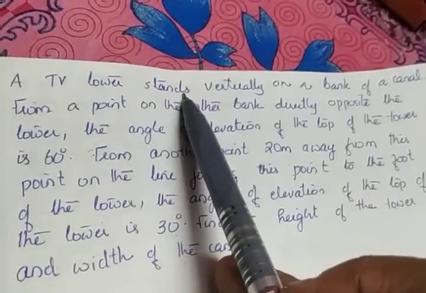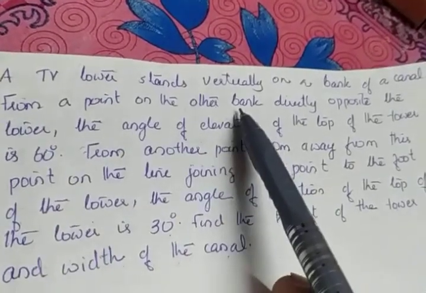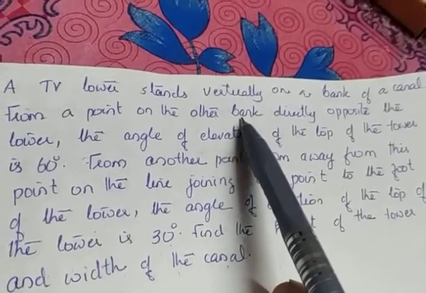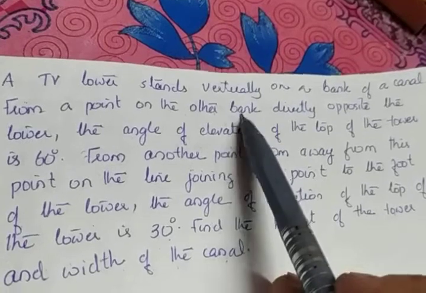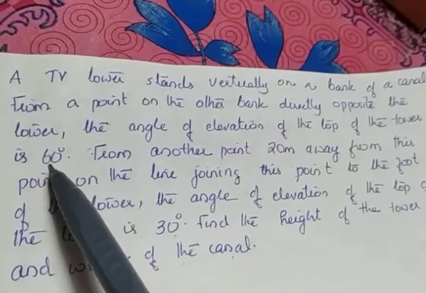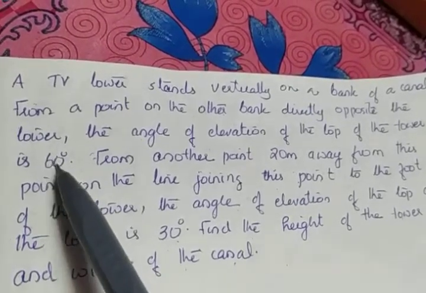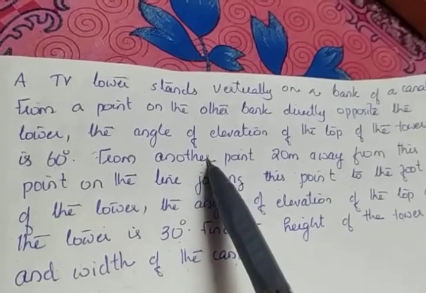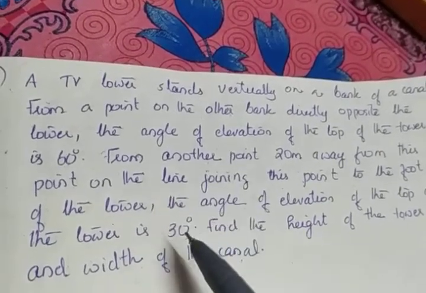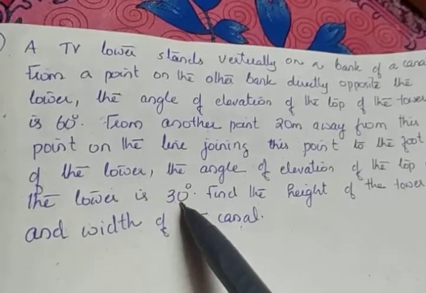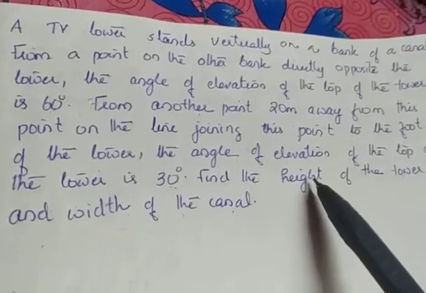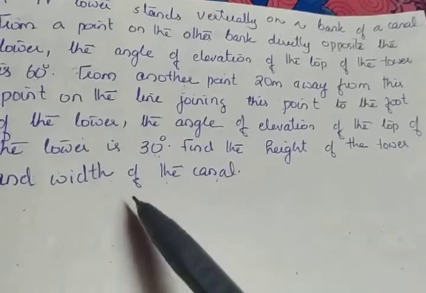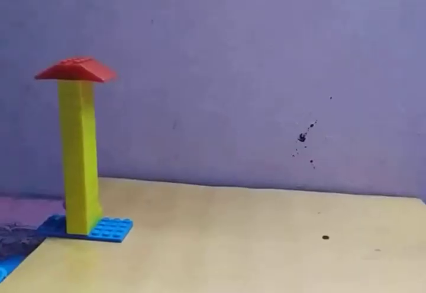So there is a TV tower and a point just opposite the canal, and from that point the angle of elevation to the top of the tower is given as 60 degree, and from that point 20 meter away we are taking another point, and from the second point if we are looking to the top of the tower the angle of elevation is given as 30 degree. And there are two questions. We have to find the height of the tower and also the width of the canal.